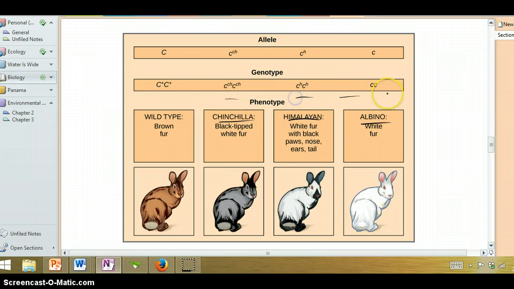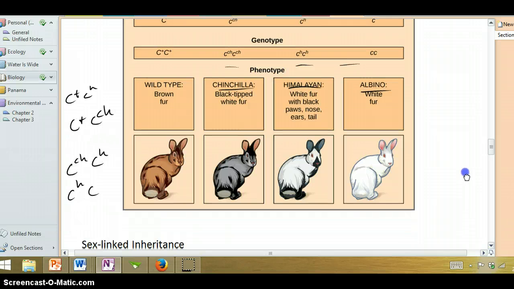Now, these three are all recessive, so if an individual has at least one C plus allele, they will be brown regardless of what the other one is. Of course, this individual would be a carrier of the Himalayan fur color, but they're going to be brown. And the same here, this individual is a carrier of the chinchilla fur color. Now, one thing you can contemplate, and I don't have the answer to this right now, is what happens with this individual? What would be their coat color? Or say this individual? Maybe someone can look that up and we'll talk about that in class.